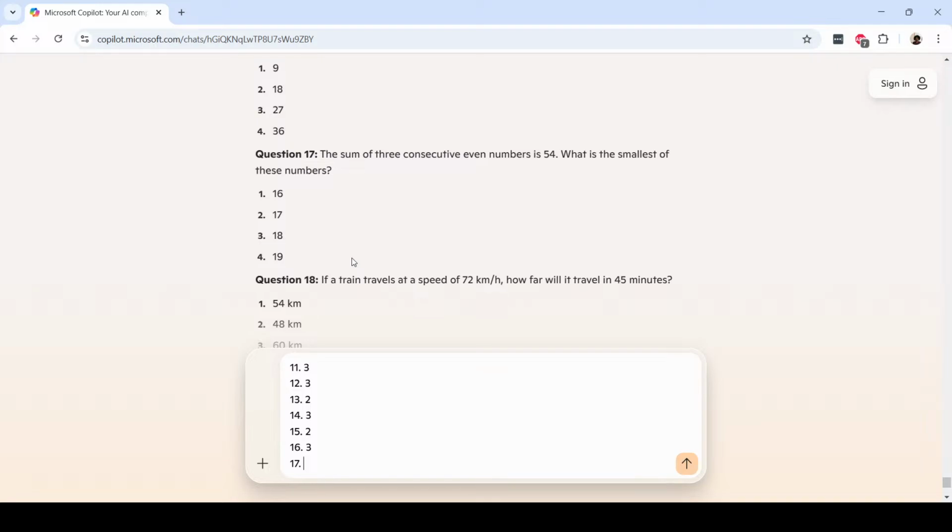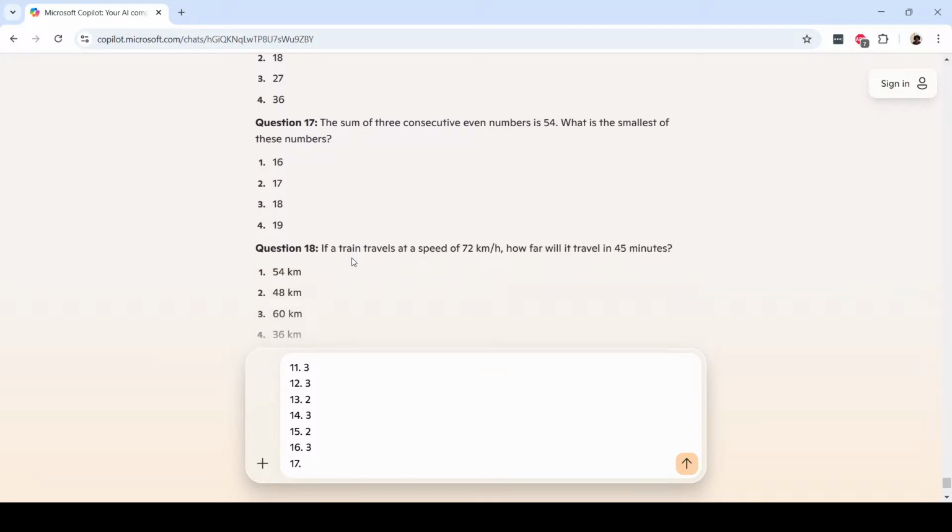Now, the sum of three consecutive even numbers is 54. What is the smallest of these numbers? So let's say a is an even number, the first even number, the smallest. Now the sum: we have added all this, so plus 6 equals 54. So 3a equals 48 and a equals 16.